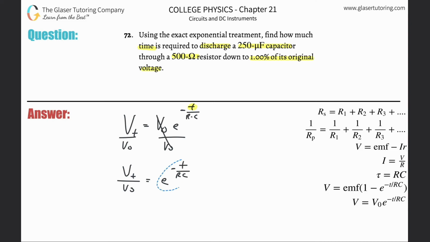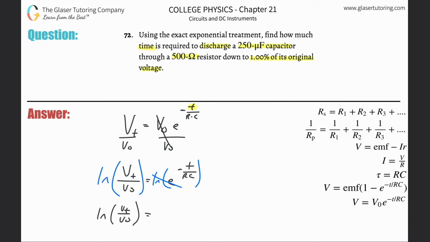Now I want to find time, remember, so therefore I'm going to have to take the natural logarithm, because the only way for me to get rid of the e on the right-hand side is to take the natural log, and whatever you do to the left, you've got to do to the right. So now this looks like ln of Vt over Vo is equal to negative t over RC.